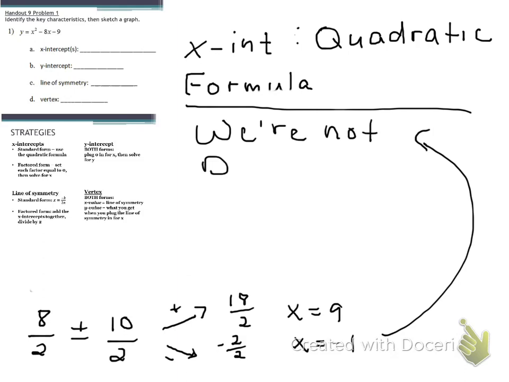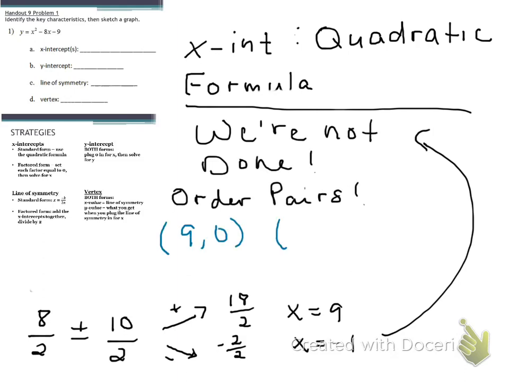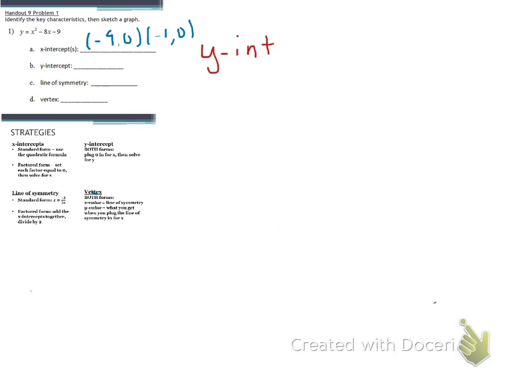We're not finished yet. We want to put it into ordered pairs. So we'll have 9, 0, and then negative 1, 0. And then you want to write it at the top below the equation.